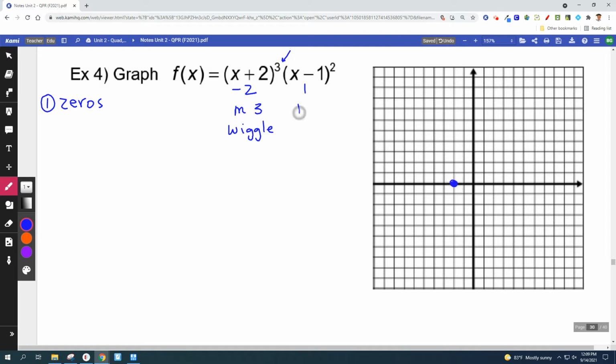The 0 of 1 has a multiplicity of 2. Again, that's just the exponent. It's a repeat. We know it's going to bounce. There's a 0 at 1, and it's going to bounce there. So step 2, talk about the end behavior. The end behavior is not obvious for a lot of people here.